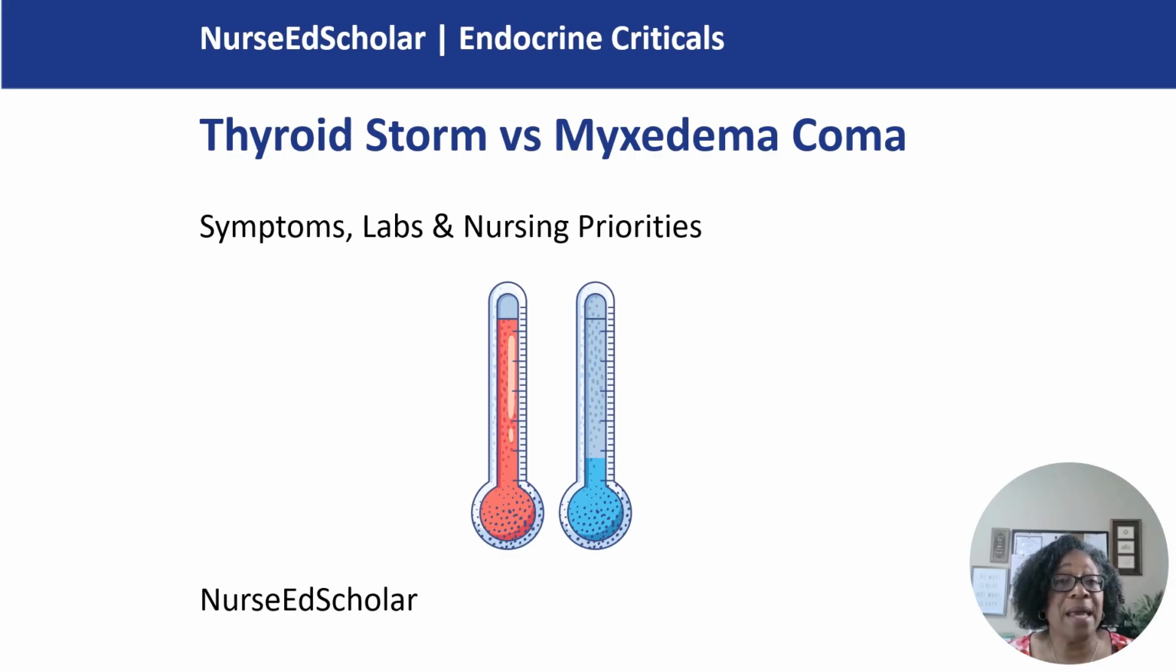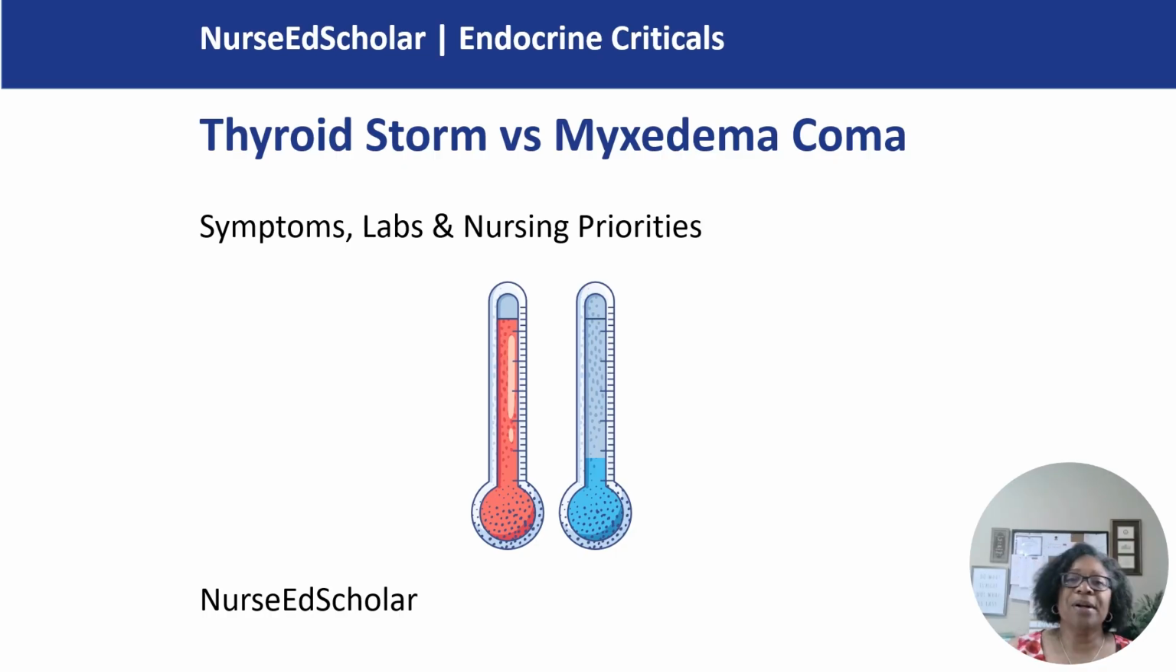And know that both involve the thyroid, but they're completely different, total opposites. And if you miss the difference, you really can miss a life-threatening emergency with your patient. So today, I'm going to make thyroid storm and myxedema coma finally make some sense, so you can recognize it, answer those NCLEX questions, and know what to do as a nurse when you're on the floor. So welcome to Nurse Ed Scholar, where we don't memorize, we understand.